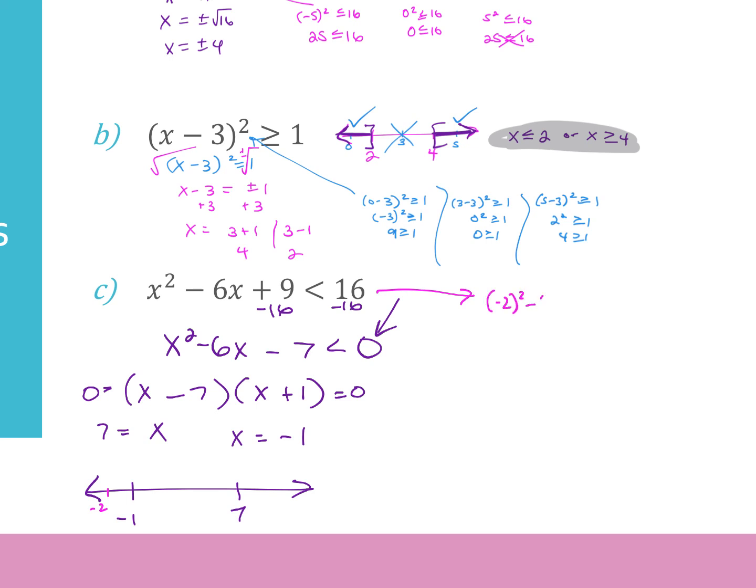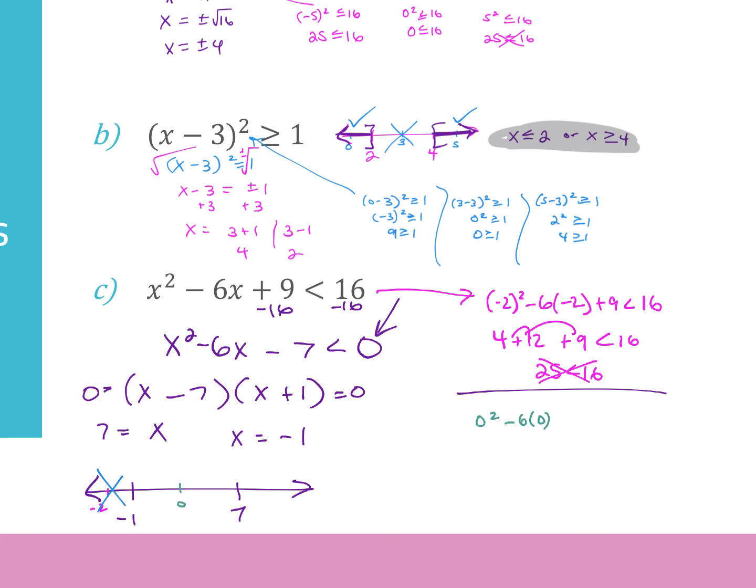Negative 2 squared minus 6 times negative 2 plus 9 is less than 16. 4 plus 12 plus 9. That's 16. That's 25, which is not less than 16. So I rule out that part. Take 1 from the middle. 0 squared minus 6 times 0 plus 9 less than 16. 9 is less than 16.